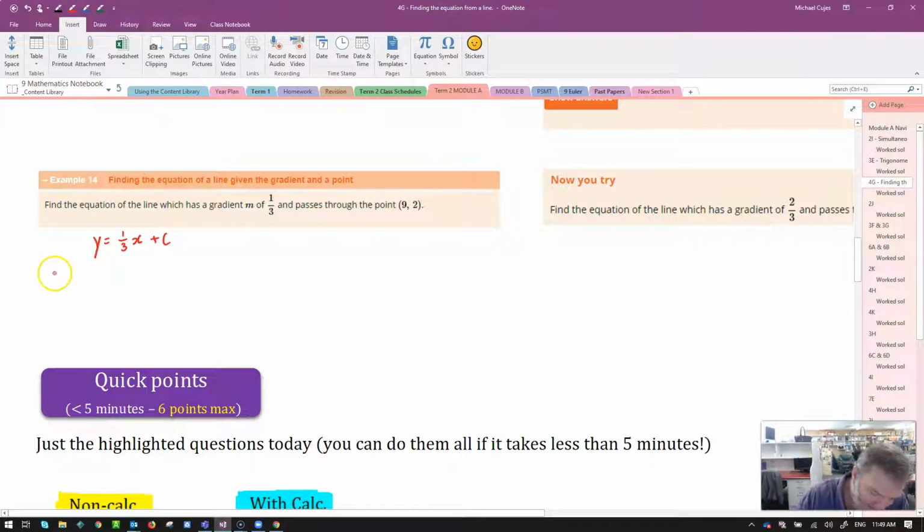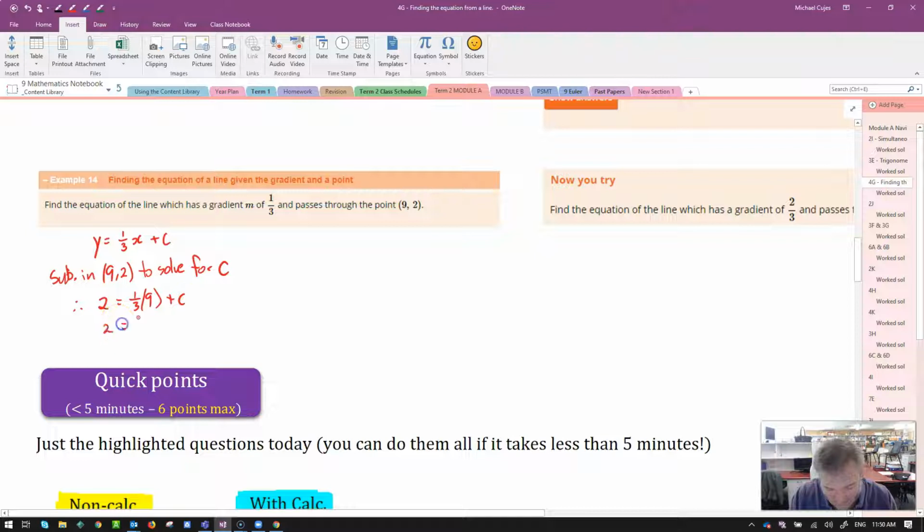So I'm going to say sub in the point 9, 2 to solve for c. Remember, communicate to your examiner, your teacher, your marking, or anyone who's interested in your work exactly what you're doing so they can follow your working. So the y value is 2, so 2 is going to be 1/3, x was 9, plus c. 2 is going to be 1/3 of 9 is 3, plus c. Subtracting 3 from each side, I get -1 equals c.